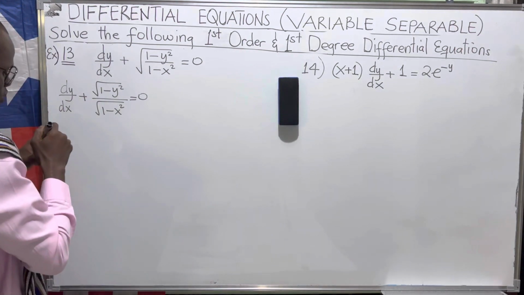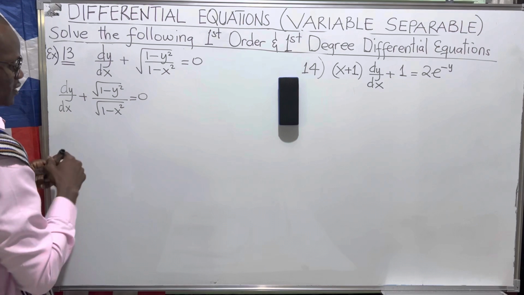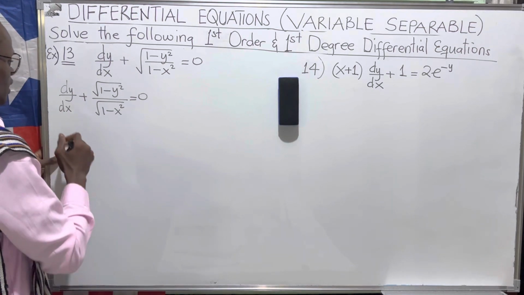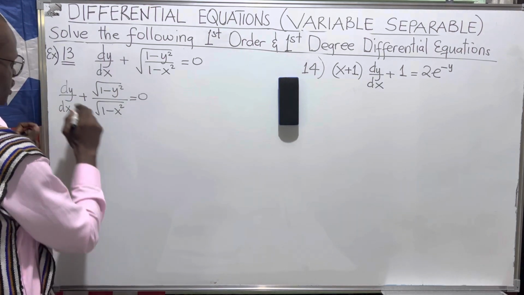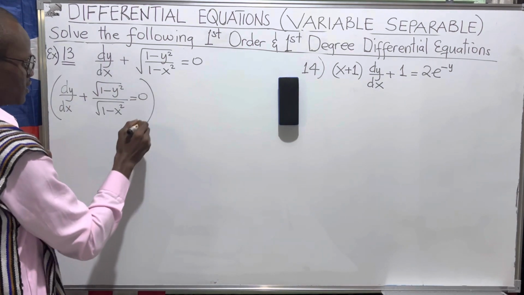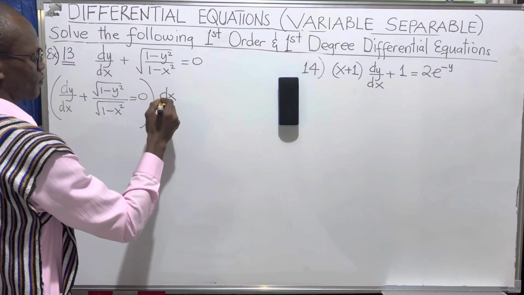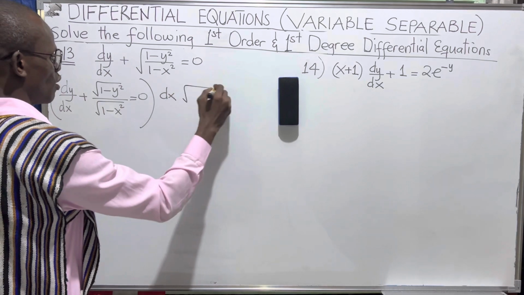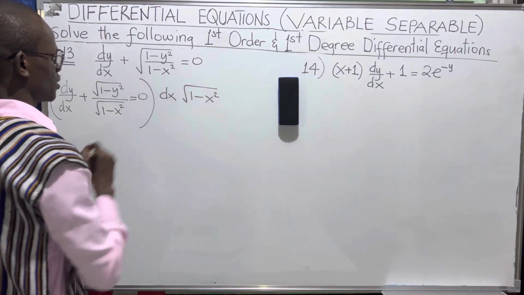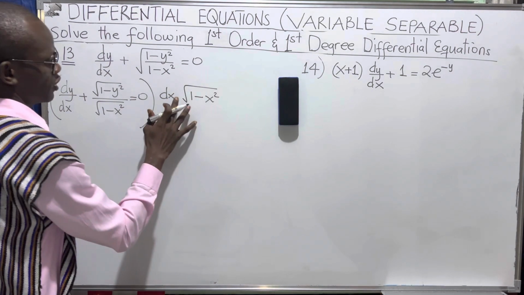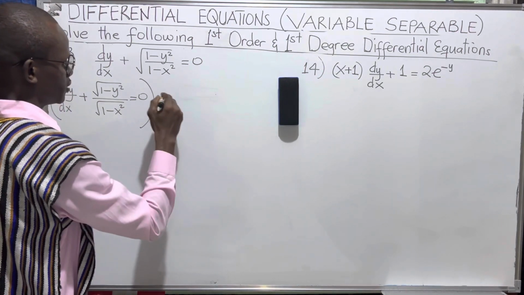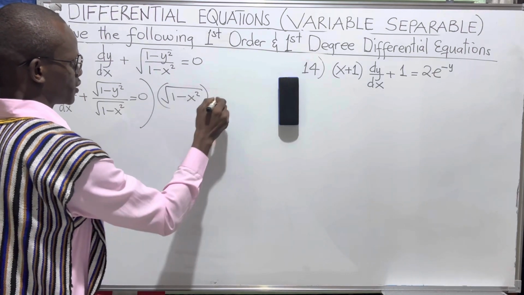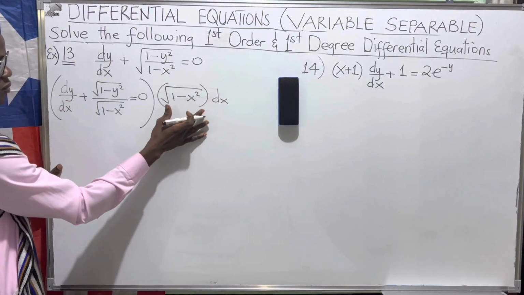Now we also want to get rid of these two denominators. One way is to find the LCD, or another way is to multiply this entire thing by these two denominators. So we can multiply this by dx and also by the square root of 1 minus x squared. I'm going to put the dx last. So we're going to multiply this whole expression by this.